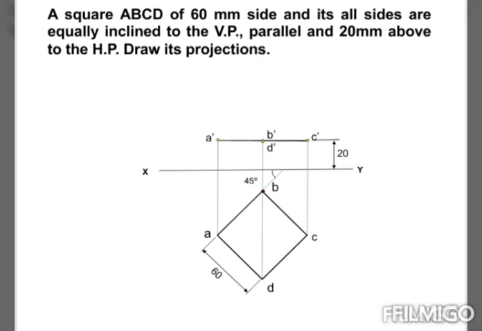In problem number 1, we have to draw projection for a square ABCD that is parallel to HP and 20 mm above HP. It is kept in such a manner that each side of the square is equally inclined to VP. The length of the side of the square is given as 60 mm.